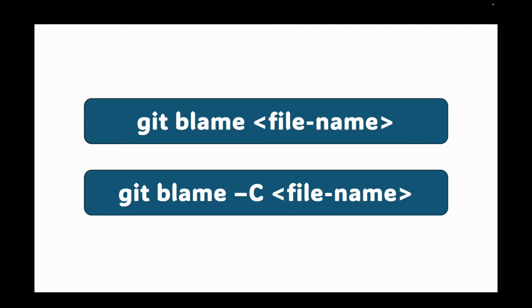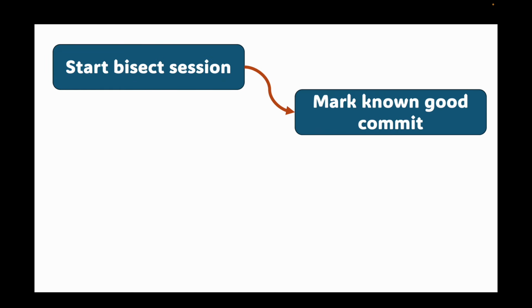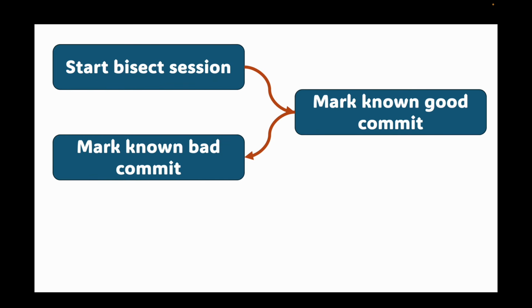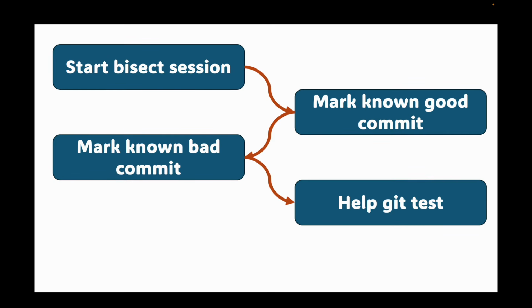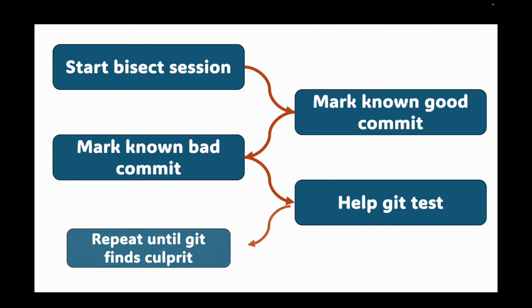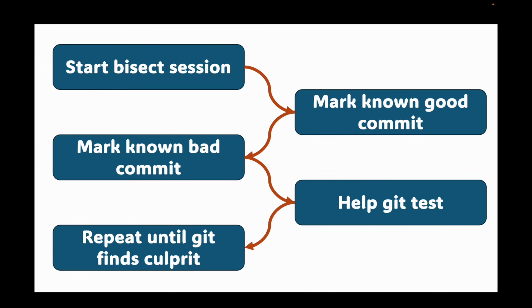The process has a few steps. First, you will need to start the bisect session. You will need to mark a known good commit, basically a commit where things were working properly, and then mark a known bad commit, which is usually the HEAD where things are broken. And then you'll need to help Git test. Git will check out a commit in the middle and you tell it if that commit is good or bad. And then you will need to repeat this until Git finds the culprit.